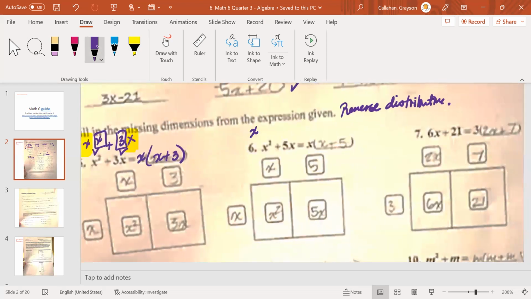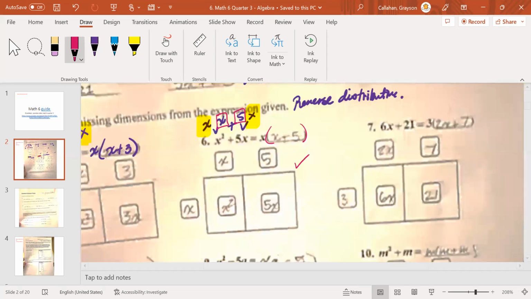Here, you have an x and an x, which is x squared, plus 5 times x is 5x. What do they have in common? X, right? And if you take the x out, what's left over? X plus 5 on the inside of the parenthesis. X times x is x squared, x times 5 is 5x, so this is good.